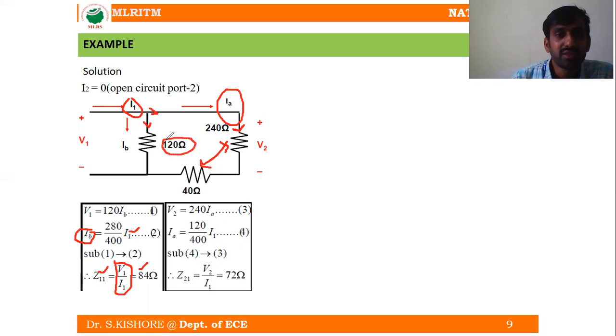When we look from port 2 and write the potential difference across this 240 ohm resistor, the current IA is flowing through the 240 ohm resistor. We can't say what the current flowing through the 120 ohm resistor is, and we can't say what the current flowing through the 40 ohm resistor is. Looking from this side, we can't say the current through the 120 ohm resistor and the 40 ohm resistor is the same, so these two are not going to be in series. But the 240 ohm and 40 ohm are going to come into series.